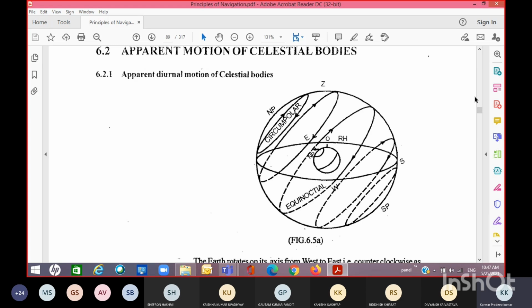The middle circle, equinoctial, you can see equal day and equal night. The lower two circles you can see shorter day and longer night. Shorter day and longer night.